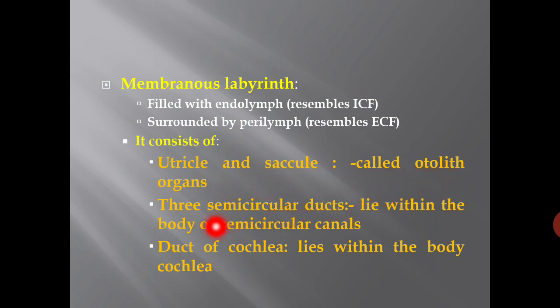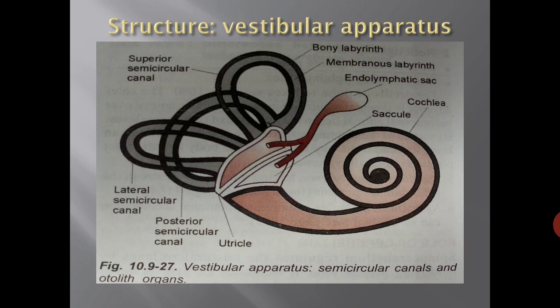And there are three semicircular ducts, which lie within the body of the semicircular canals. And there is also the duct of cochlea, which is mainly present in the body of the cochlea. So this is the structure of the vestibular apparatus. Okay, so these are the semicircular canals. This is the vestibule. There are two cavities, utricle and saccule, and then the cochlea.